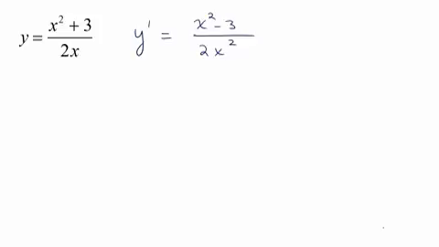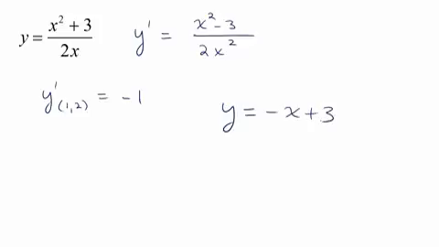So now let's evaluate our derivative y prime at the point (1, 2). Substituting 1 in for x into our derivative gives us a slope of -1. The y-intercept is 3. So the equation of our line would be y equals -x plus 3.